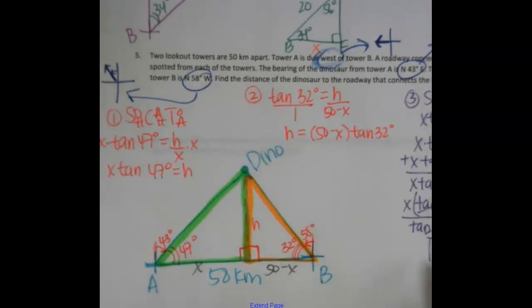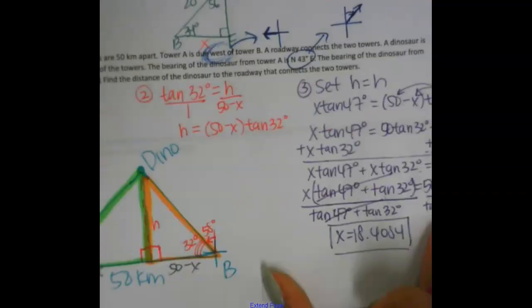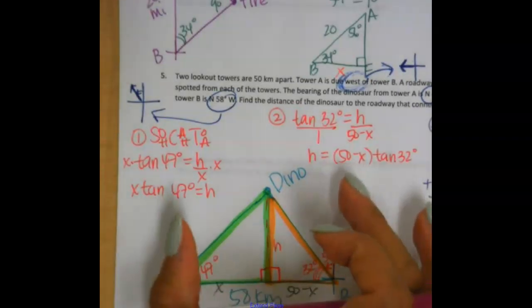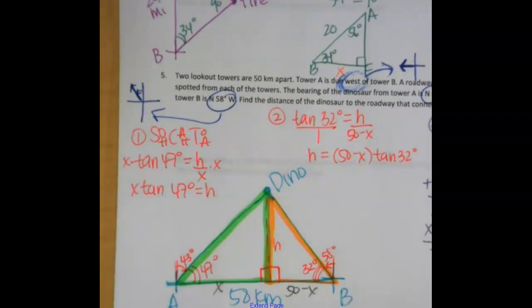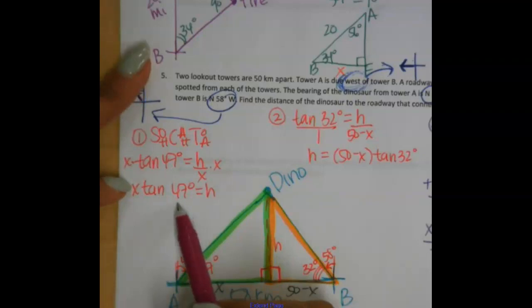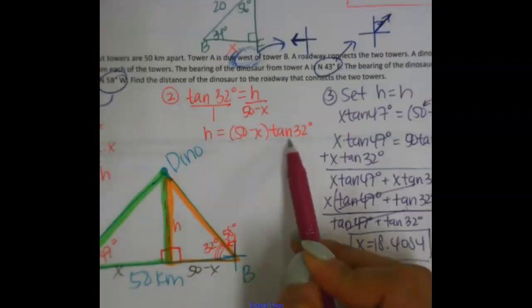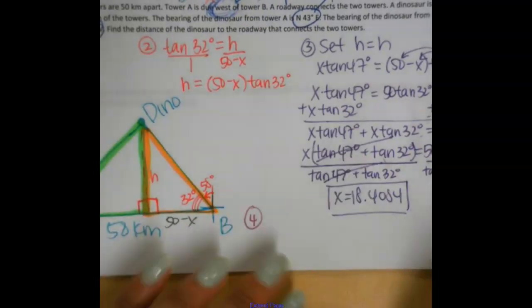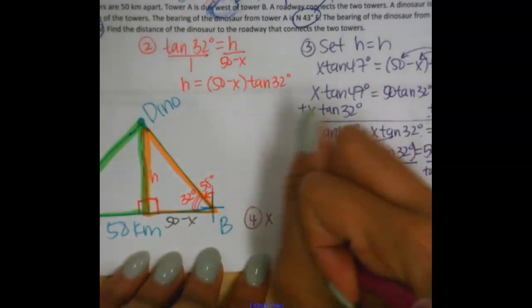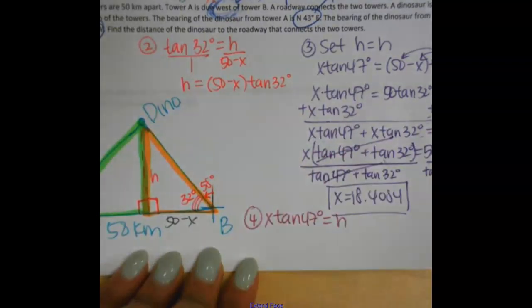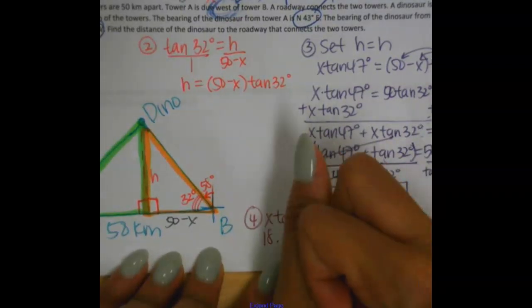Take this x that we just solved for and plug it into either one of these equations. Which one am I probably going to use? First or second? I'm lazy. I'm going to use the first. So I'm going to take that x, substitute it in, and multiply it by tangent of 47. If you really want to do the second one, you can do it. You're just going to have to subtract, which I think is too much work. So for step 4, which is your last step, we're going to take x tangent of 47 degrees, and we're going to make that equal to h. We need to plug in that 18.4084.